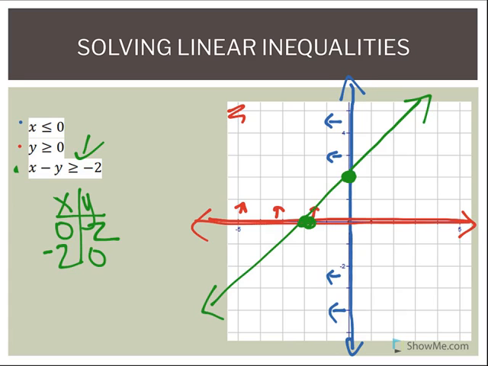Now, which way do I shade? Would (0, 0) work? If I plug in 0 for x and 0 for y, you get 0 is greater than or equal to negative 2, which is true. So I'm going to shade on the (0, 0) side, which means it would be this direction. With our blue and red lines, we said it already had to be in this quadrant here, and now this one says it's going to be here, so we shade in our triangle, and that represents our solutions.